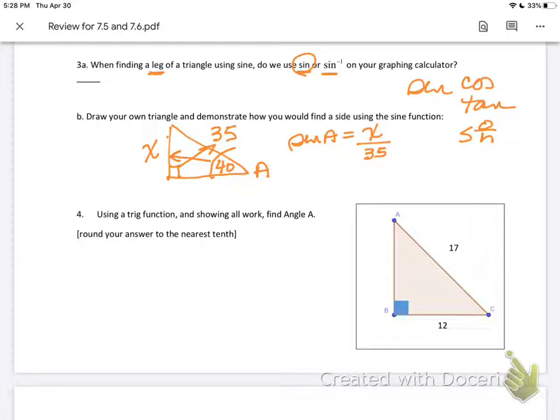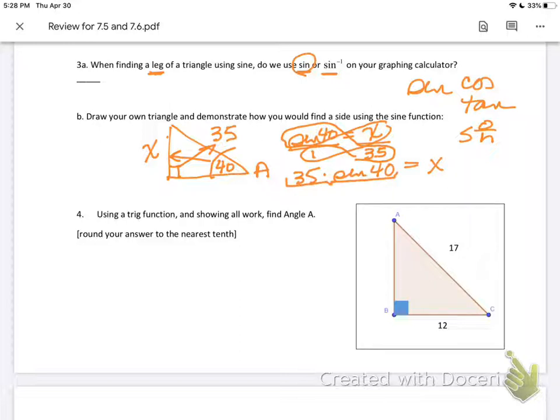Okay, now I'm going to make a correction right here. I can't have two unknowns, and that's why I gave this angle a measurement. Okay, so do your cross products. That means this times this, so 35 times the sine of 40 equals X times 1. So we always use cross products when trying to find a missing side.